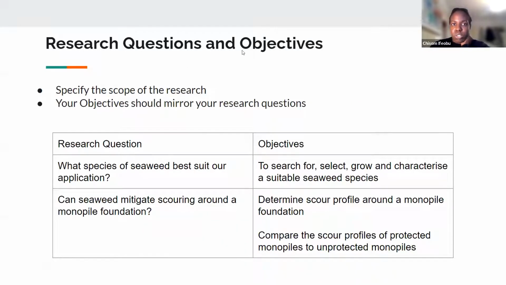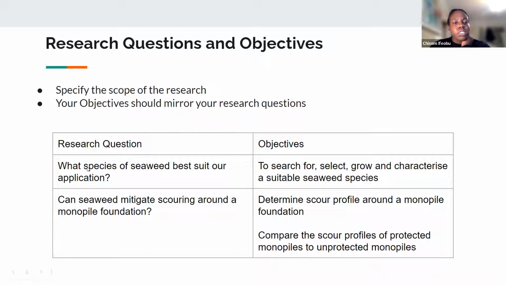So your research questions and objectives should go hand in hand and mirror each other, and they should specify the scope of your research. You have this big problem that you're interested in, but you cannot solve every aspect of that problem. You can just take little bits and focus on those bits. And then you frame your research question, and you outline your objectives based on those research questions.